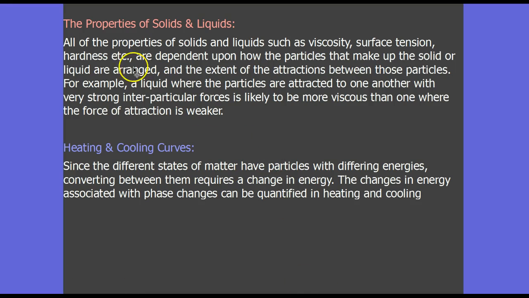The properties of solids and liquids. All of the properties of solids and liquids, such as viscosity, surface tension, hardness, etc., are dependent upon how the particles that make up the solid or the liquid are arranged, and the extent of the attractions between those particles. For example, a liquid where the particles are attracted to one another with very strong interparticle forces is likely to become more viscous than one where the force of attraction is weaker. Now, viscous is a little bit like water versus syrup. Water is less viscous, meaning if you were to pour it down a ramp, it doesn't go quite as fast as something that's viscous like syrup.